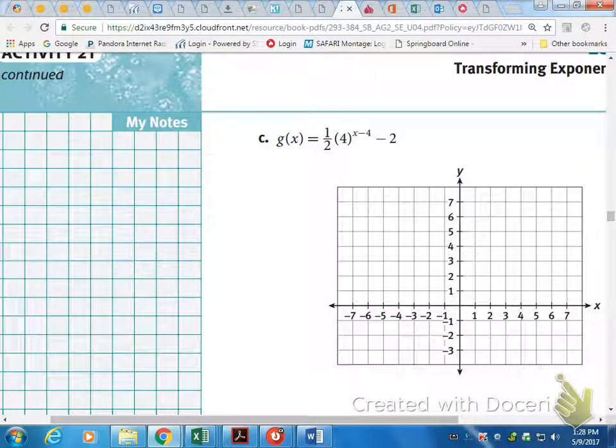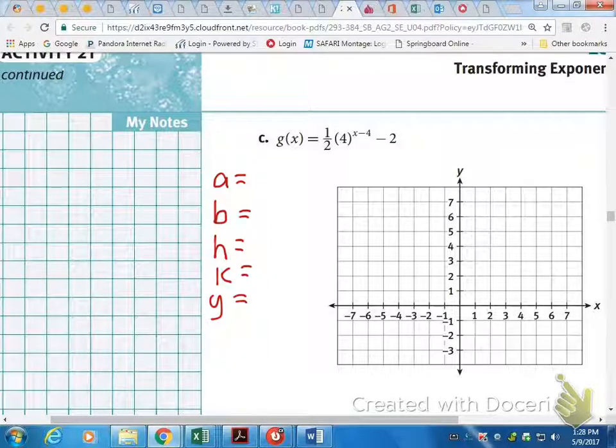So you're going to find your a, the b, the h, and the k, and the horizontal asymptote. Now, what is the parent of this one? What's the parent? 4 to the x. Great, 4 to the x. Let me make that smaller. Okay, 4 to the x.